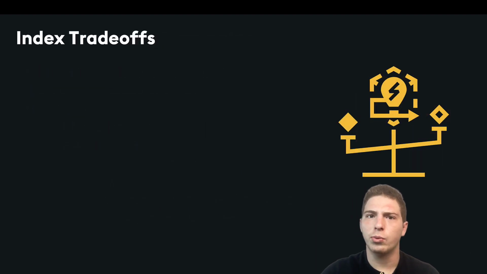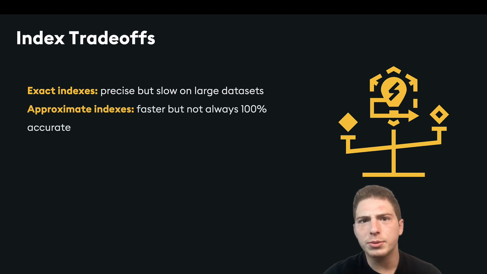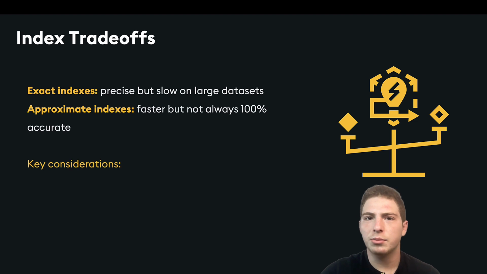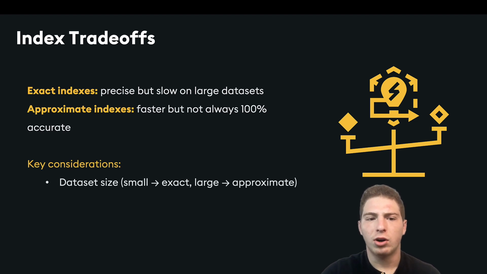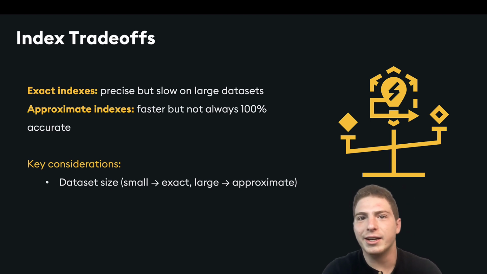There are a few trade-offs to consider when you're choosing an index. Exact indexes are very precise. In fact, they're exactly precise, but they're slow on large data sets. But approximate indexes are faster, but they sacrifice a bit of accuracy for massive gains in latency and requests per second. Some key considerations when you're choosing an index are dataset size. If you have a really small dataset, it just makes sense to choose a flat index. It'll probably be fast enough for you and deliver perfect accuracy. And if you have a really large data set, an approximate index might make more sense.